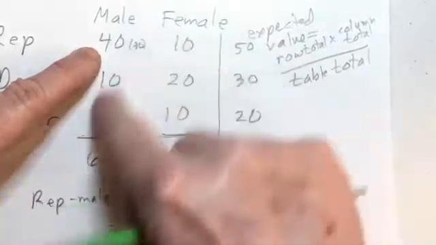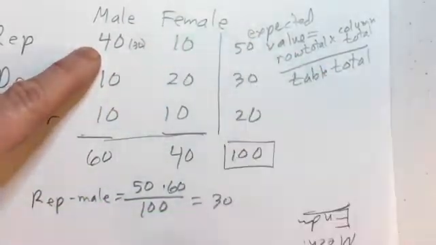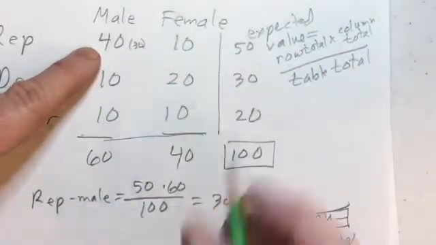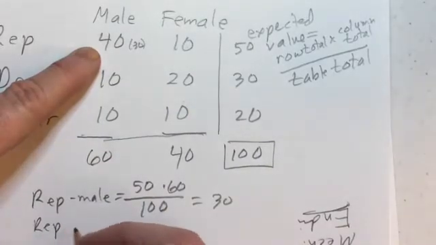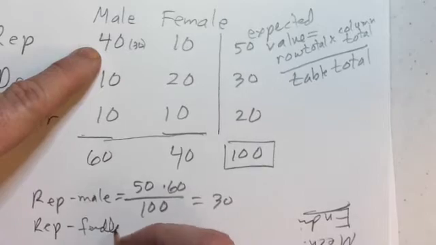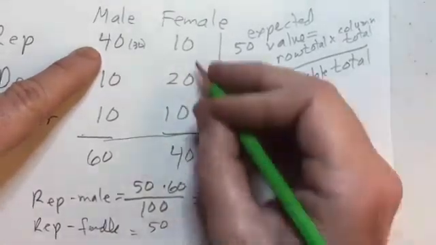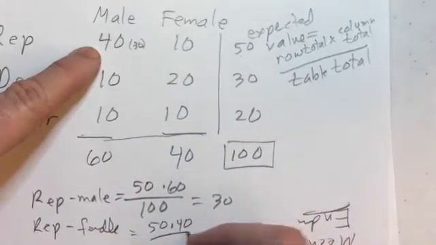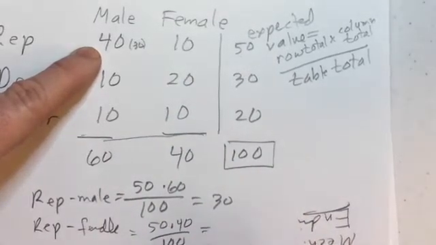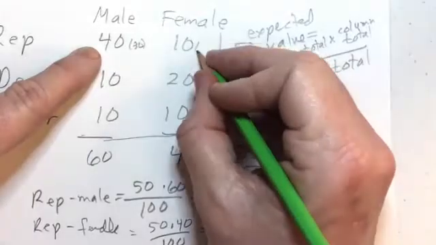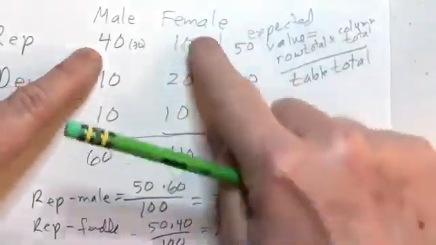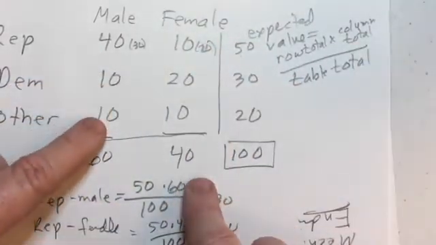And so you'd have to do that for every single one of these. So let's do it for the Republican females. What is its expected value? For the Republican females, you'd say, well, its row total is 50, its column total is 40, and its table total is 100. And so that ends up being 20. Its expected value is 20. And you would have to do that for each of these cells.